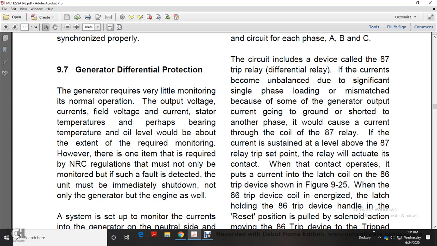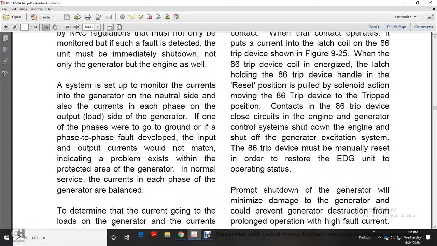However, there is one item that Nuclear Regulatory Commission regulations require to be monitored: if a fault is detected, the unit must be immediately shut down, not only the generator but the engine as well. A system is set up to monitor the current of the generator on the neutral side and the load side of each phase of the generator output. If one of the phases were to go to ground, or a phase-to-phase fault develops, the input and output currents would not match, indicating a problem exists within the protected area of the generator. The normal current in each phase of the generator is balanced.